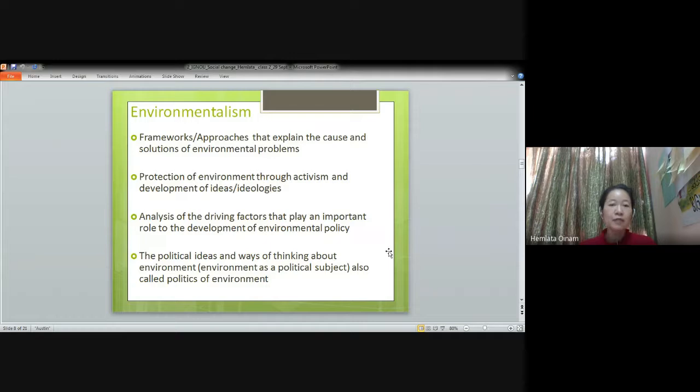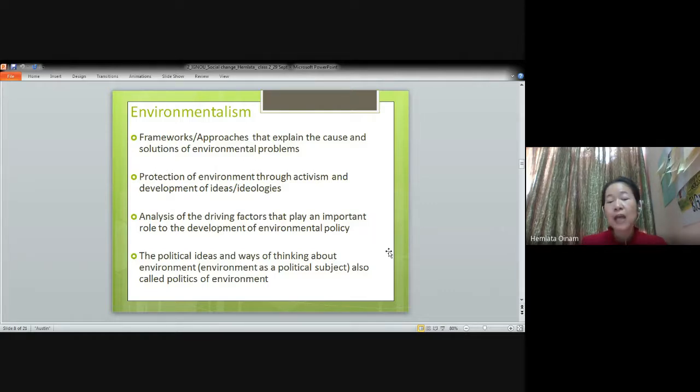But let me first explain what environmentalism is. Environmentalism is a framework, or a set of different ways of looking at and explaining the causes and solutions of environmental problems. In short, it is showing concern over environmental issues and problems. It is about protection of the environment through activism and the development of ideas or different ideologies. It is also considered an analysis of the driving factors, what causes different environmental issues, which play an important role in the development of environmental policy.